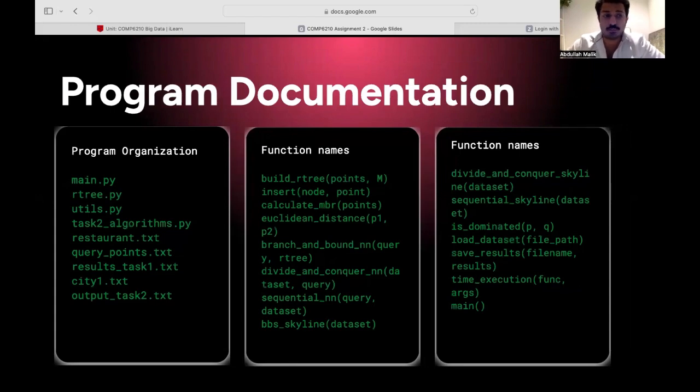The project was structured modularly, and keeping the documentation in mind, the main directory had main.py, the nearest neighbor module, r3.py for the index structure, utils.py for helper functions, and task algorithm.py for skyline search, and many more, as you can see. The main functions that we used were, as you can all see, divide and conquer, skyline dataset, and all of these. I reviewed and documented each module, focusing on how the functions interacted. This organization helped me debug and understand the tasks as well.